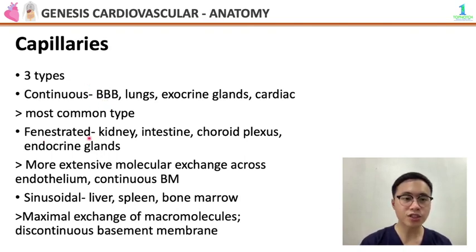And then you have the fenestrated type, which has more extensive molecular exchange across the endothelium, no? And they have a continuous basement membrane. So some examples include kidneys, no, the intestines, the choroid plexus, and endocrine glands.